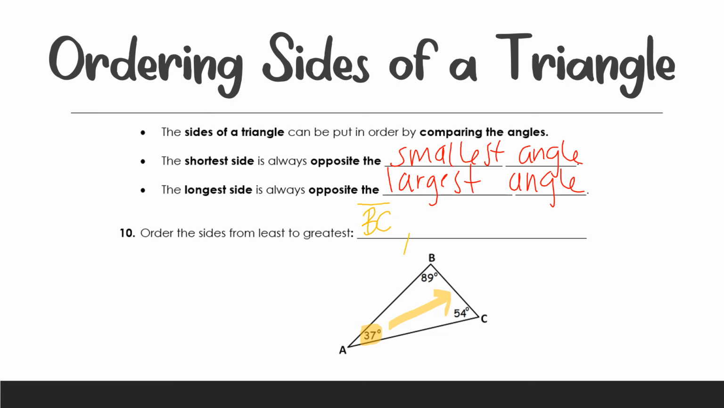Now let's look for our medium angle. Our medium angle is angle C, which is 54 degrees, and opposite 54 degrees is side AB. Finally, our largest angle is angle B, which is 89 degrees, and opposite that is side AC.